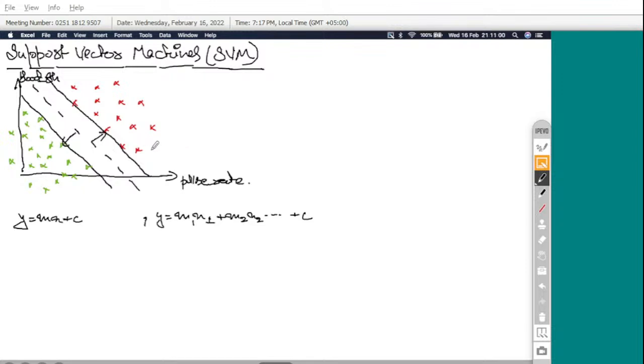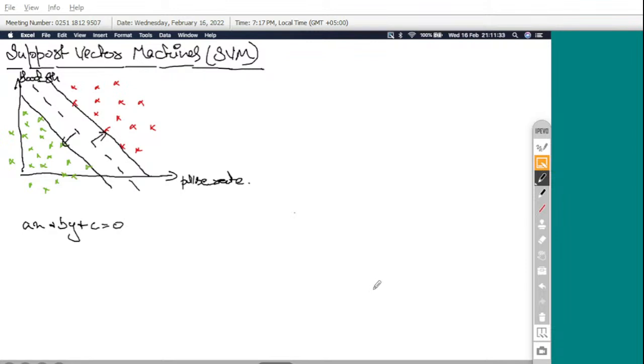Clear? Okay. So we know the equation of a line. I should not use y here, because y we consider as a target variable. So let's not use this, because here y is not a target variable. For this line there is no y. We can simply use ax plus by plus c equals 0 as a straight line.